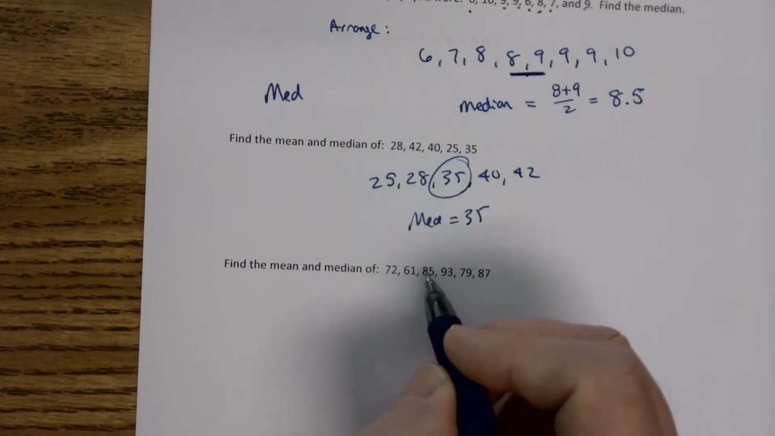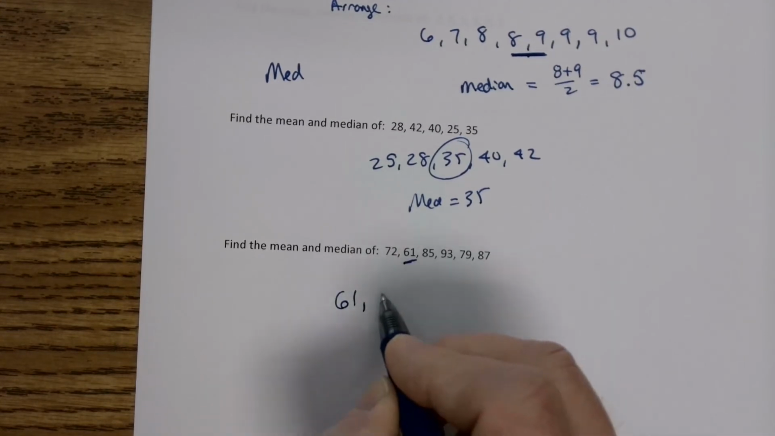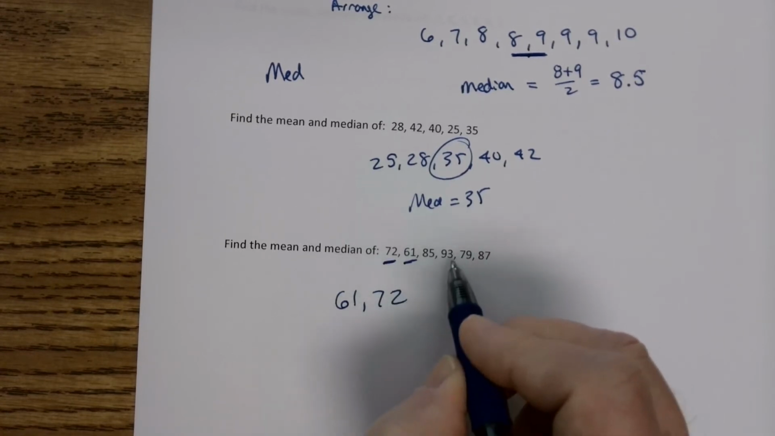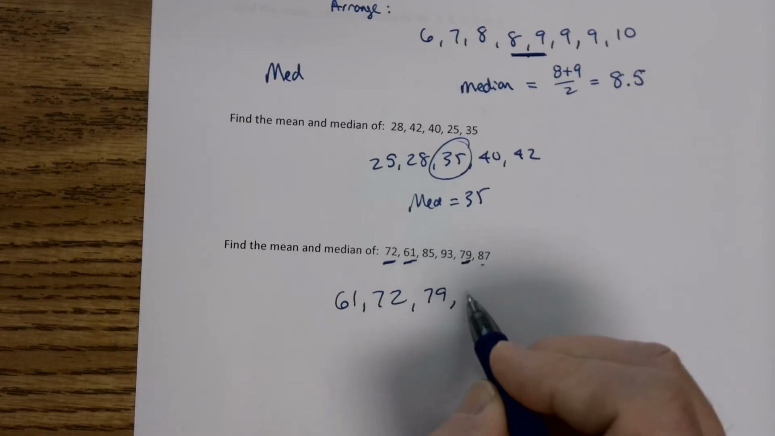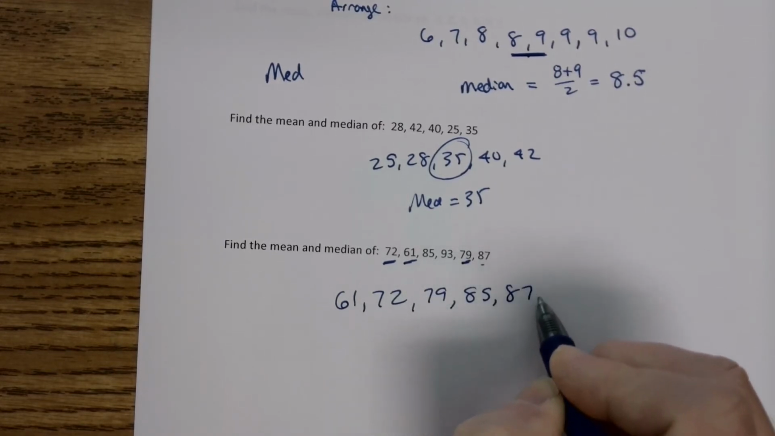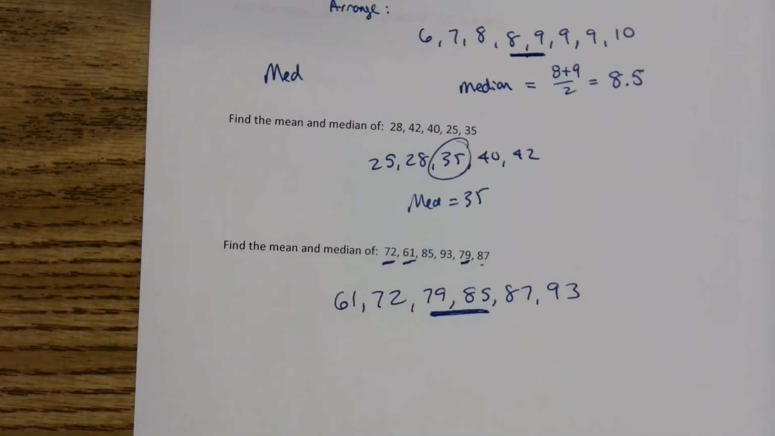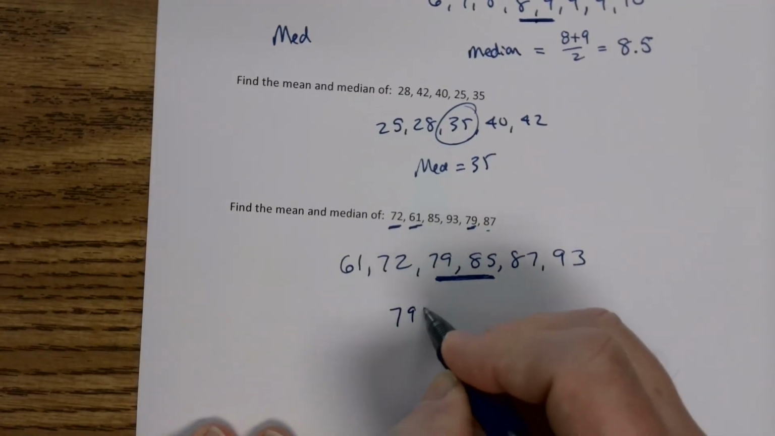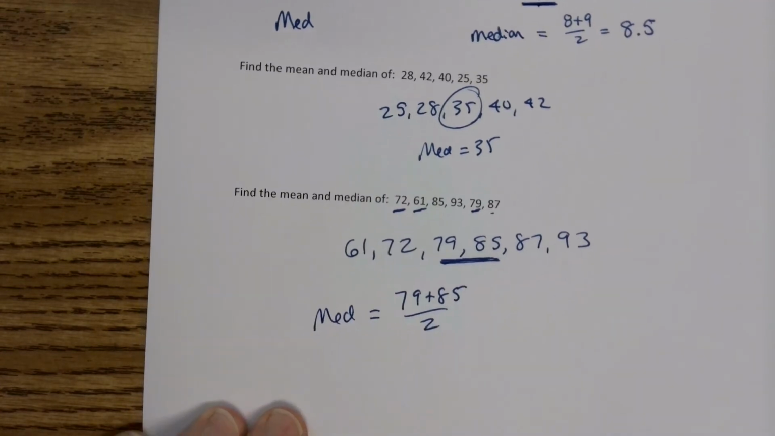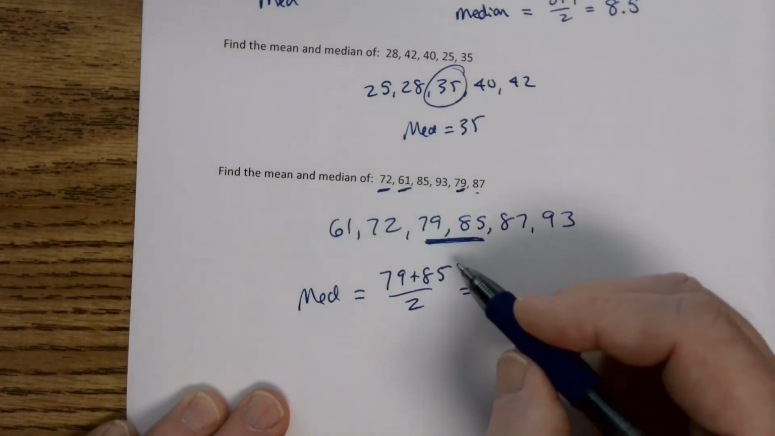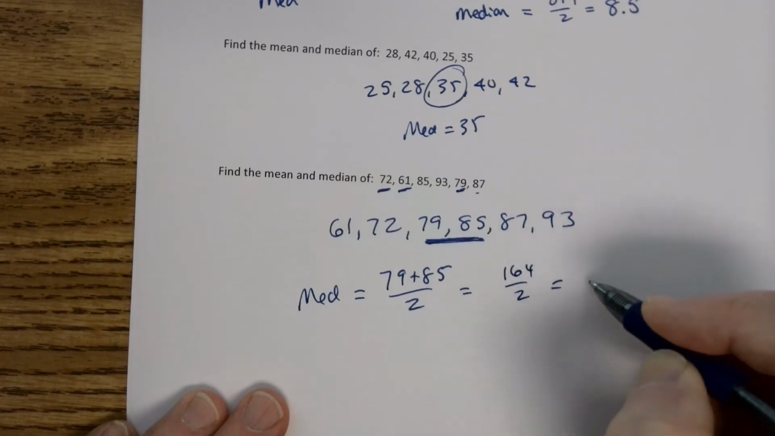And let's see if we can do this one. So the smallest number is 61, then 72, then 79. I usually make a mistake putting them in order. 85, 87, 93. So it's those two, 79 and 85. So 79 plus 85 divided by 2 is our median, which is equal to something. 164 divided by 2, which is 82.